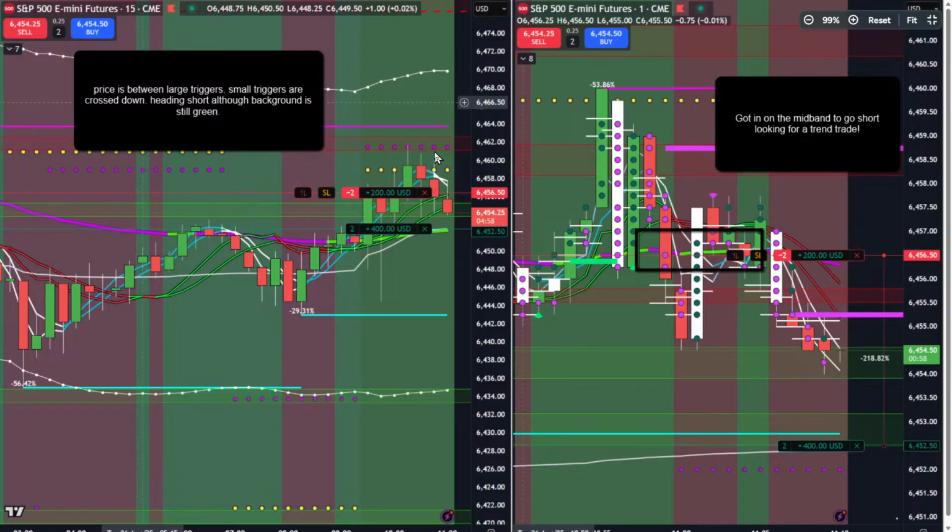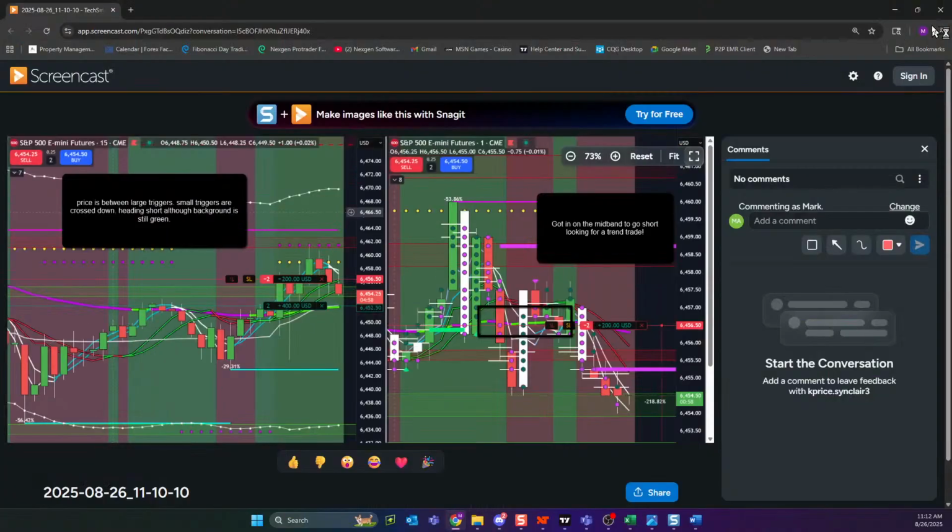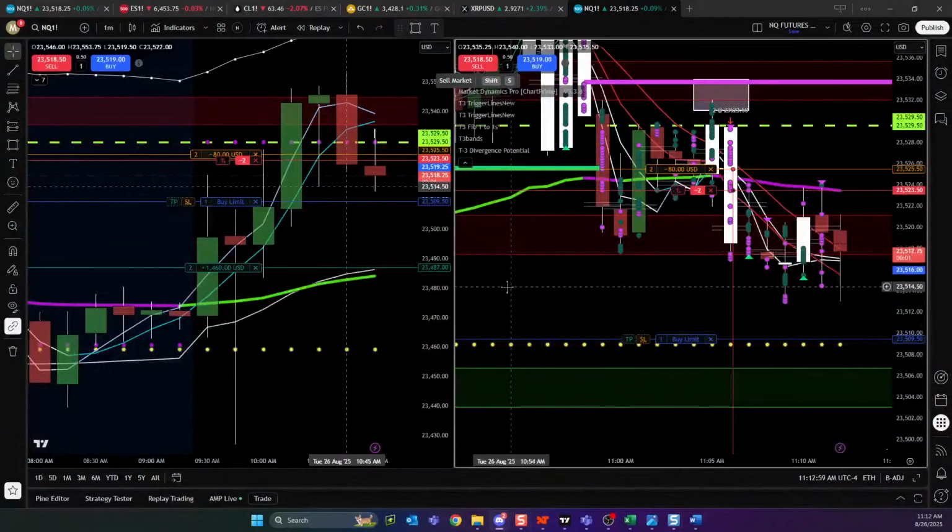Same idea, all of the terms. You get in on the way down, and you're looking for the VWAP in the midband. I like it. Nice trade. Didn't have the HVA, but you waited to get in on the right side of those small triggers.